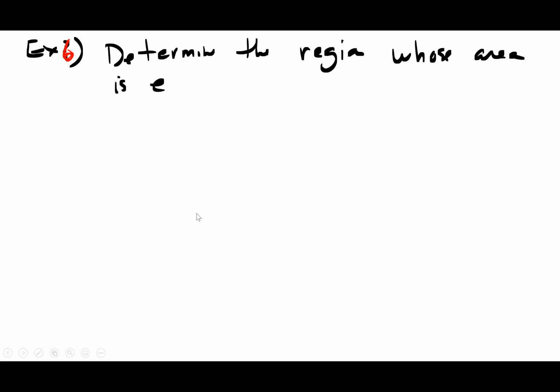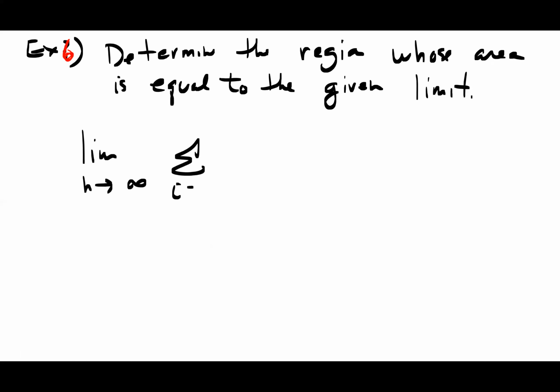Let's jam to example number 6. Let me make a little 6 right here. Okay, last one of the day. Example number 6 says this: determine the region whose area is equal to the given limit. So it's going to go backwards. Really, we're going backwards now.